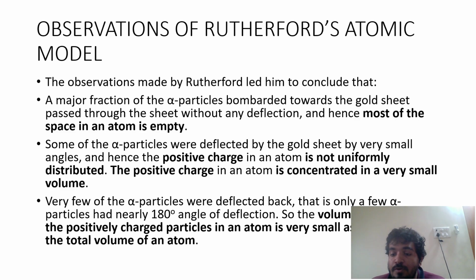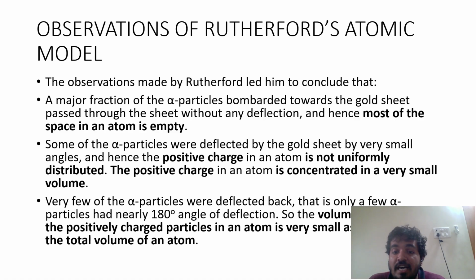Now, when I showed the demonstration, you must have seen some particles move in a straight line without any deflection, and hence most of the space in an atom is empty. Some of the alpha particles were deflected by the gold sheet by very small angles. You have seen some particles deflected at different angles.